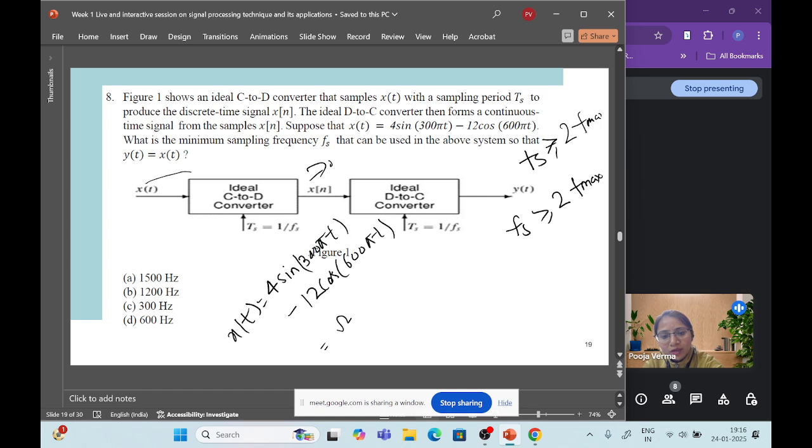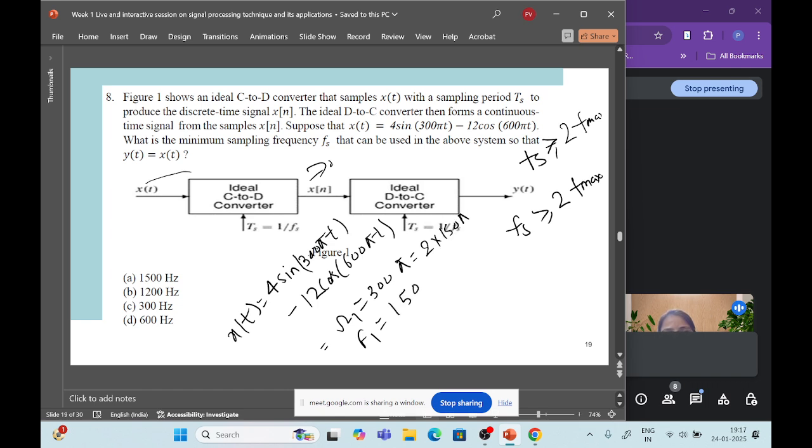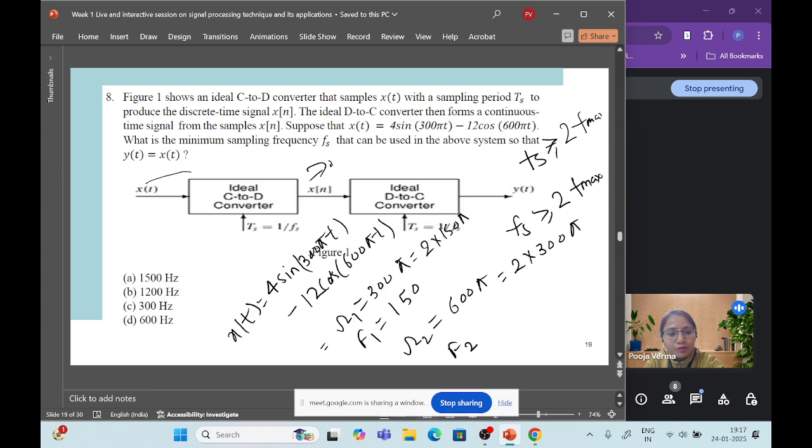So here is F1, the first frequency component. Omega 1 is 300 pi. What will be F1? It is 2 pi into 150, right? So F1 will be 150. Now similarly, omega 2 is 600 pi. If we convert it, 2 pi into 300. So F2 will be 300.